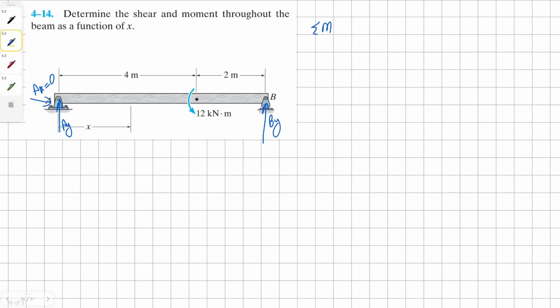Now to find external reaction forces, we're going to take a moment about the point B in order to find a solution for AY. So we have counterclockwise 12 kilonewton meter moment, and then we have clockwise AY, and it's 6 meters away, all equals to 0. Solving for AY, we get our solution as 2 kilonewton.